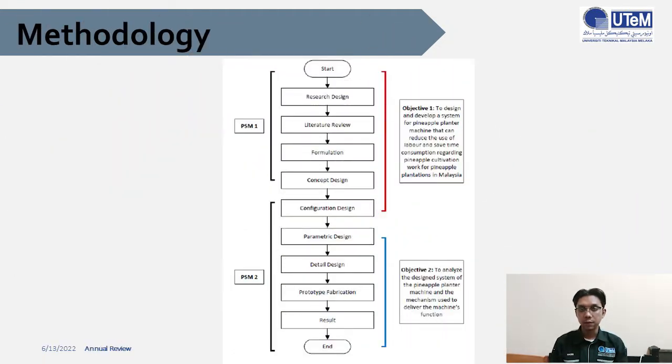This is my project flowchart. It is divided into 2 sections, PSM1 and PSM2. Goal 1 is covered in the PSM1 part, which is to design and construct a pineapple plantation mechanism that will reduce the need of personnel and save time.